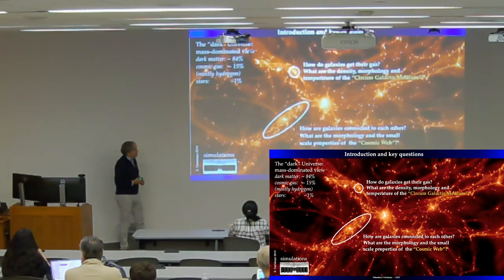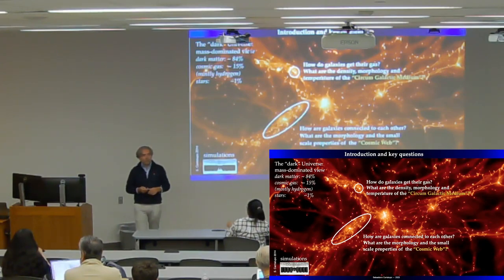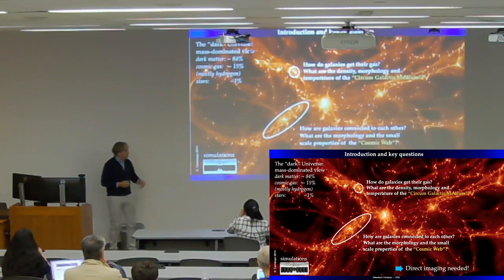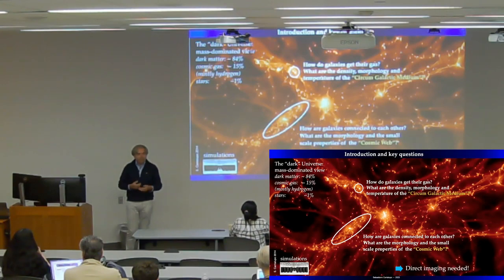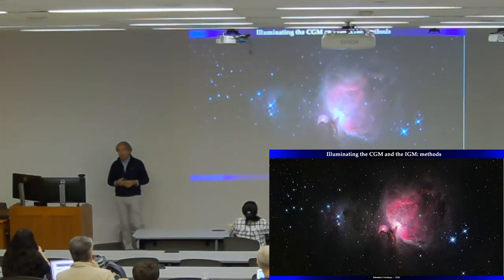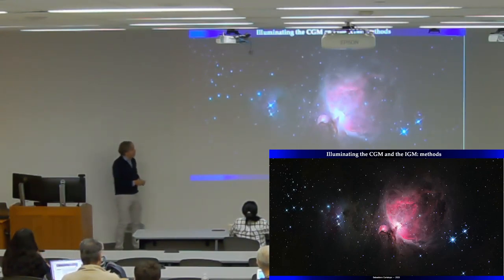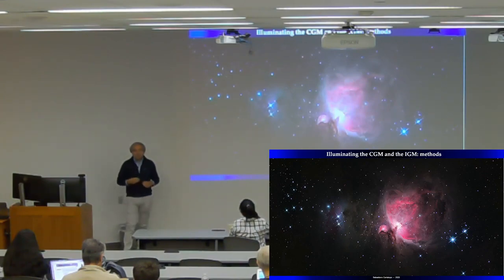We know that the universe is an interconnected web that connects all galaxies, and this is driving galaxy formation and evolution. If we are able to take a picture of this, we can address questions like: how do galaxies get their gas? What are the density, morphology, and temperature of the CGM? How are galaxies connected to each other? What are the morphology and small-scale properties of the cosmic web? In order to address these fundamental questions for galaxy formation and evolution, we need direct imaging. We need to take a picture of this. So how do we do it?